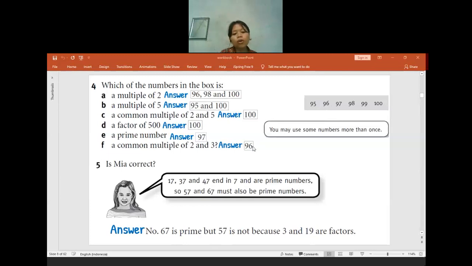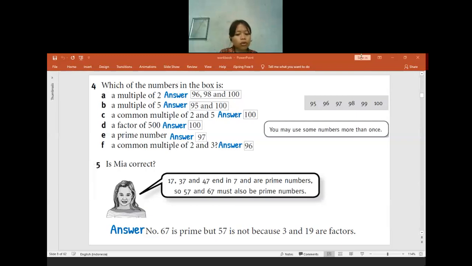Is there anyone who got confused in question 4F? Is there anyone who got confused? Or is my voice not really audible enough for all of you? Feel free to ask me if you have any confusion.